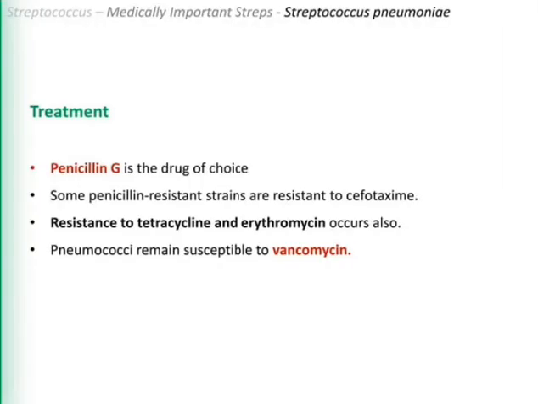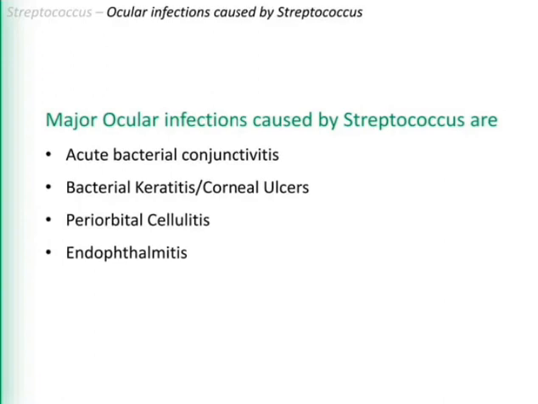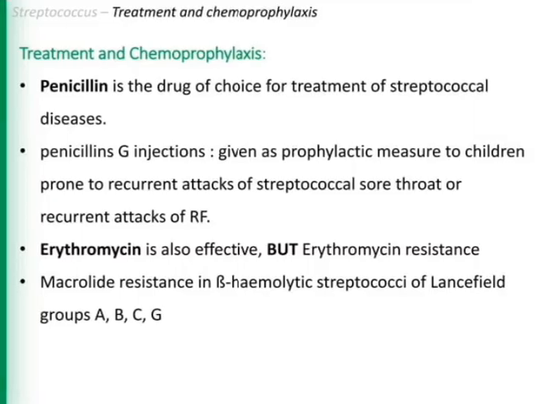Treatment: penicillin G is the drug of choice. Some penicillin-resistant strains are resistant to cefotaxime. Resistance to tetracycline and erythromycin also occurs. Pneumococci remain susceptible to vancomycin. Major ocular infections caused by streptococci are acute bacterial conjunctivitis, corneal ulcer, bacterial keratitis, periorbital cellulitis and endophthalmitis.